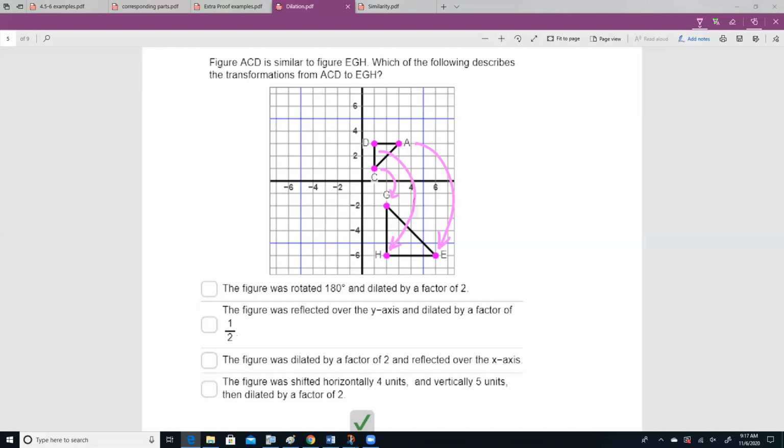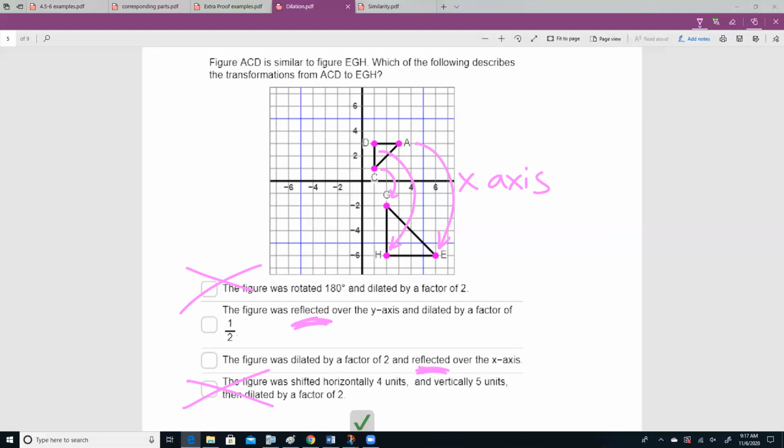Now, the first thing I notice here is it looks like we have a reflection going on. So I'm going to underline whichever one talks about reflection. And I know anything that doesn't talk about reflection is wrong. And now if we look at these two, has it been reflected over the x-axis or the y-axis? Well, this right here is the x-axis.